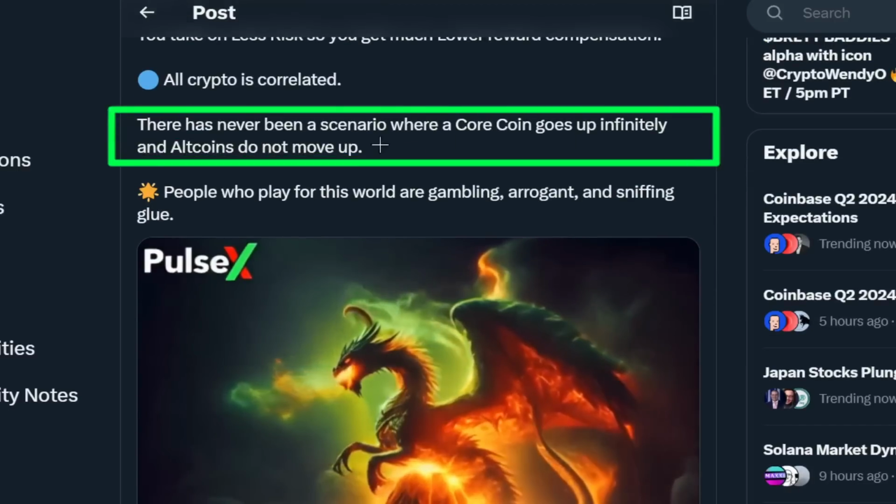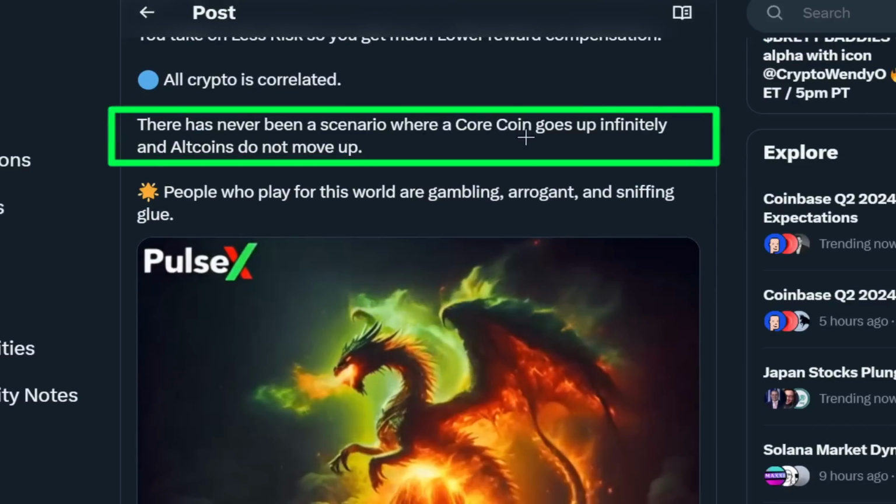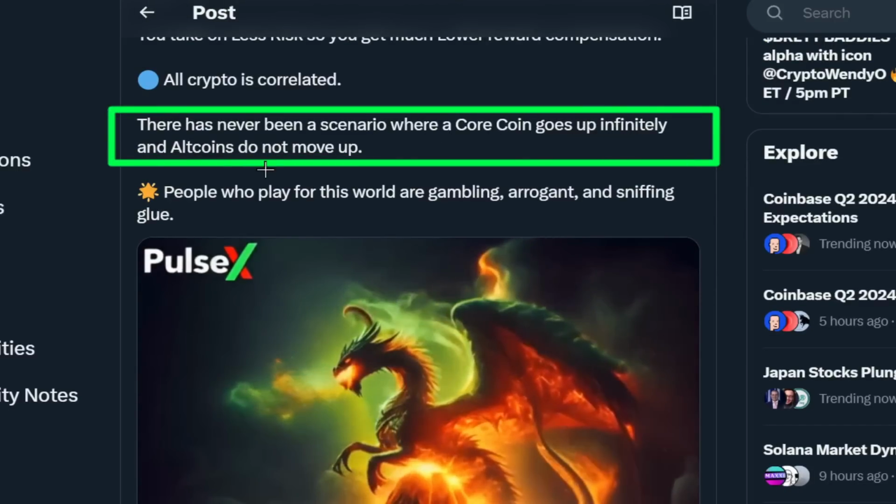Now, after hearing all this, friends, this is the truth. There has never been a scenario where a core coin goes up infinitely and the altcoins don't move up. Never. Every single cycle, Bitcoin has gone up and then risk on has appeared. That's it. Risk on appetite, which is altcoins going up from there. Ethereum has gone up and then the Ethereum altcoins go up. Solana has gone up, then the Solana altcoins, everything in the ecosystem. Basically, the layer one chain goes up, and then people build more stuff on the chain, and you get mushroom popping experiences and way higher returns.